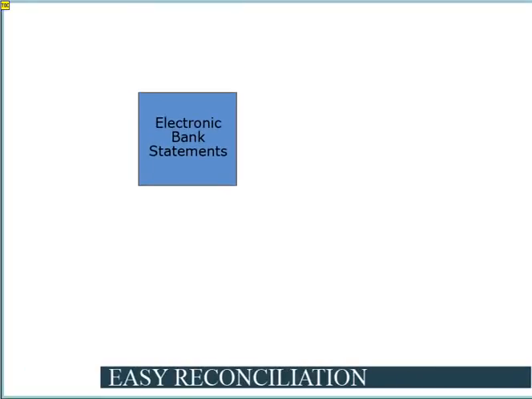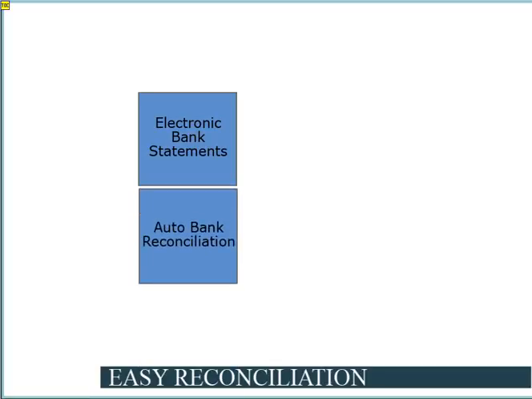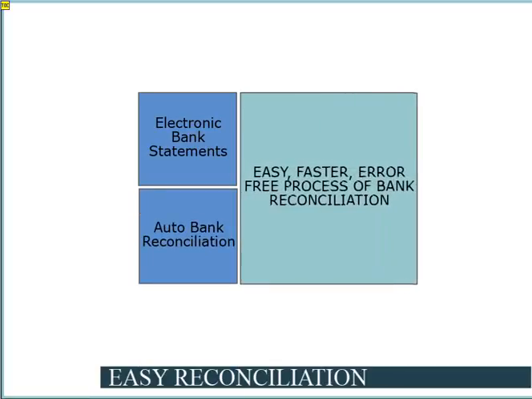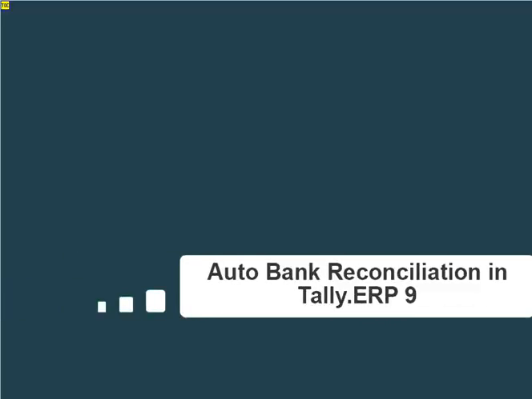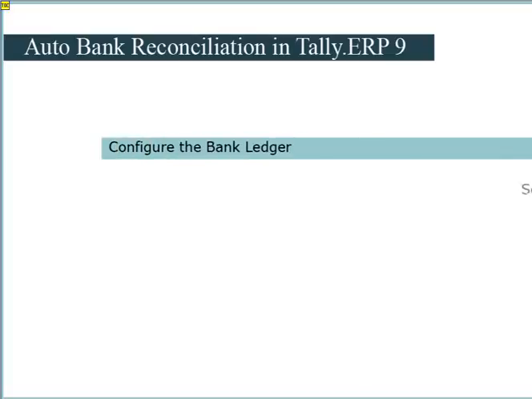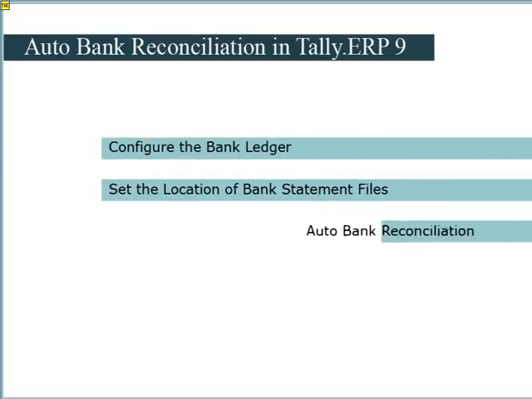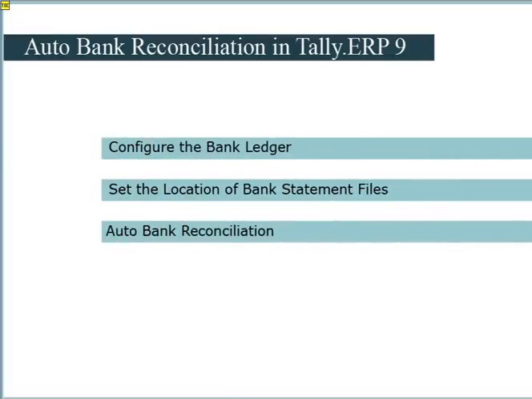In Tally ERP 9, electronic bank statements can be used for auto bank reconciliation. Auto bank reconciliation is an easy, faster, and error-free process to reconcile bank transactions. Let's experience auto bank reconciliation in Tally. Auto bank reconciliation in Tally ERP 9 is a three-step process: configure the bank ledger, set the location of bank statement files, and auto bank reconciliation.